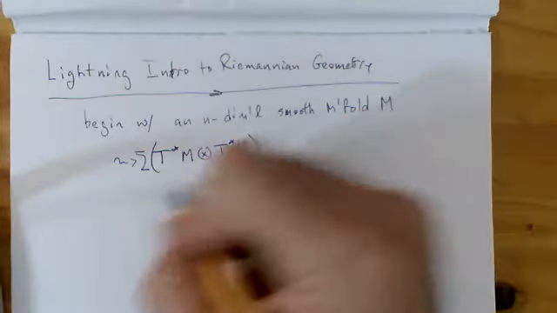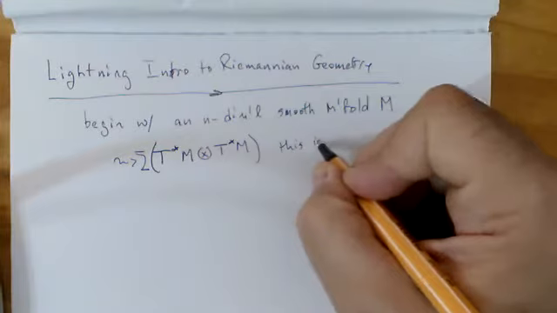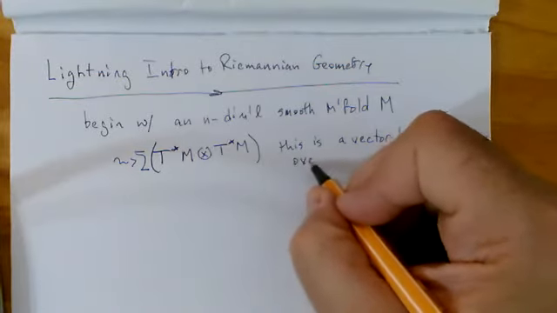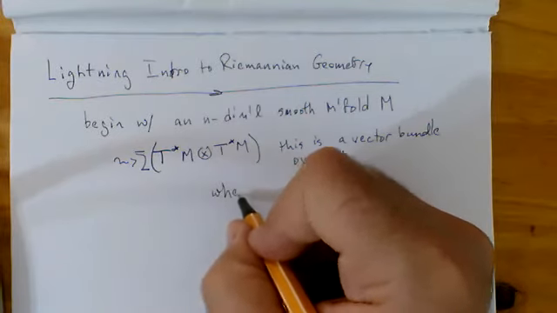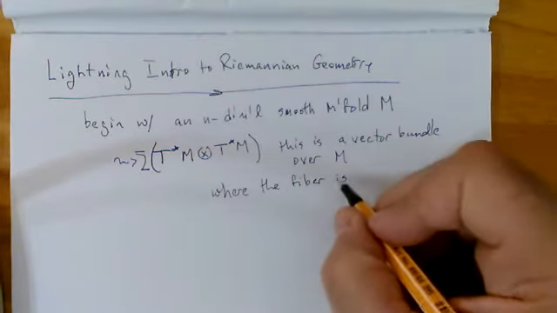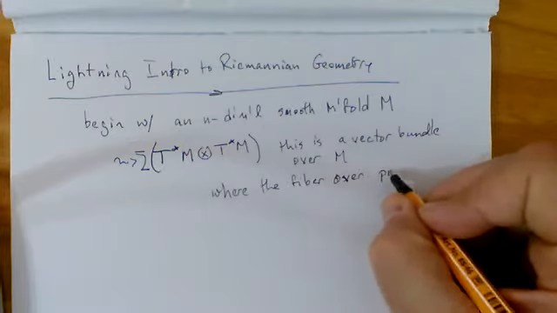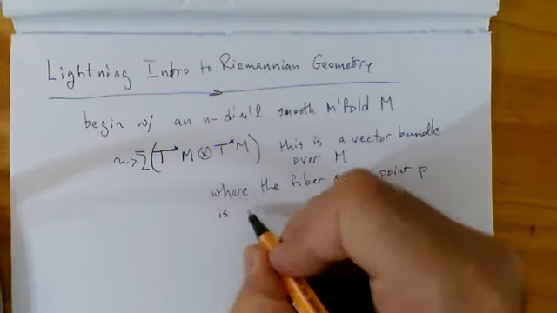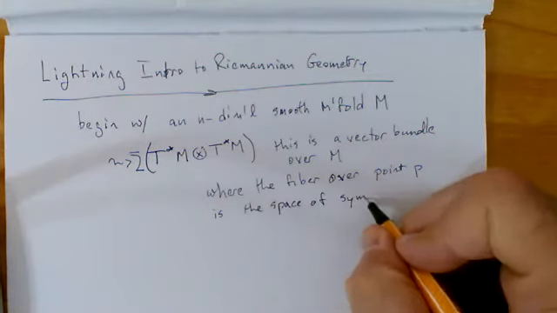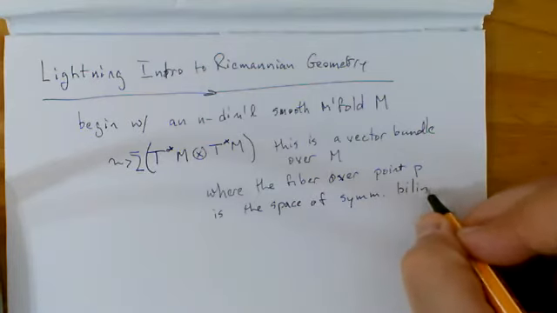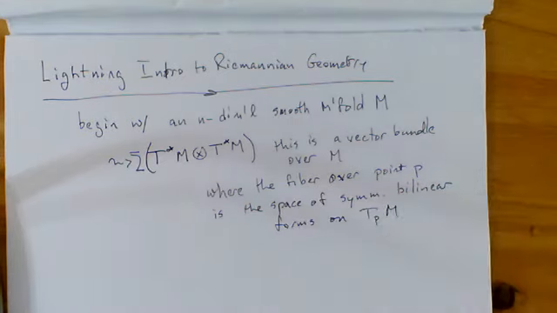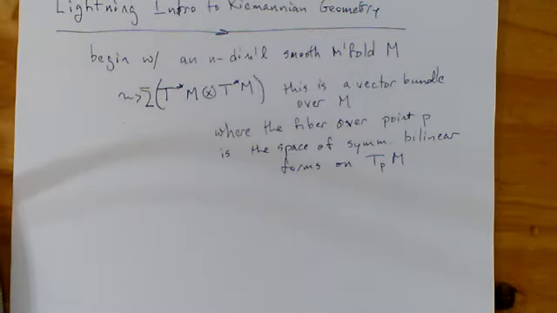So what is this space? This is a vector bundle over my manifold, where the fiber over a point is the space of symmetric bilinear forms on this tangent space. Right.